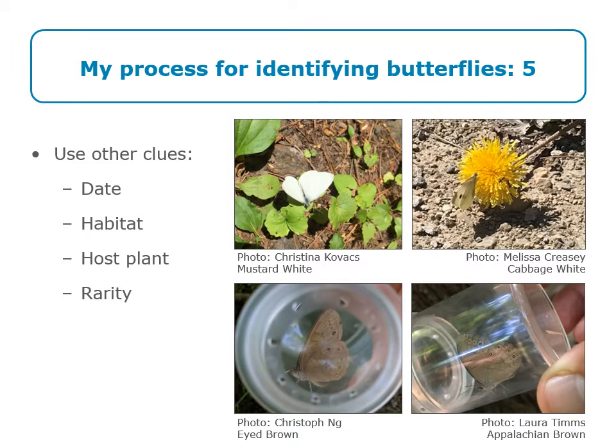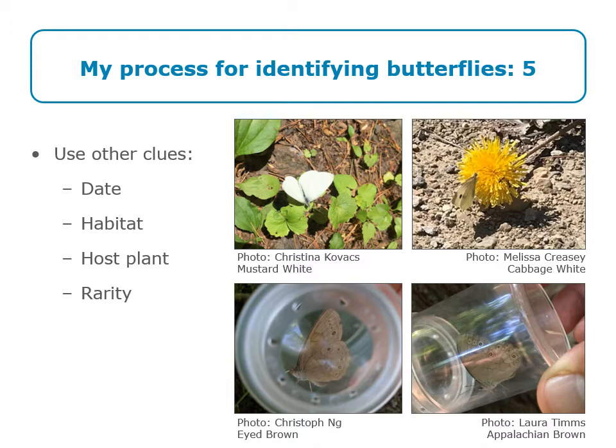You can also use some other clues to help you identify butterflies. Things like the date you're observing the species, the habitat you're seeing it in, the host plant it's around, or even how rare it is. So some species you're only likely to see in the early spring or the late summer. So if the field guide's telling you that it's an early spring butterfly, but you're seeing it in August, you have probably got the wrong species.